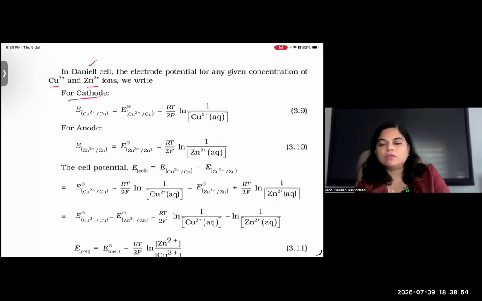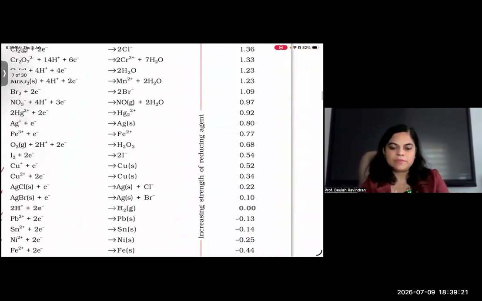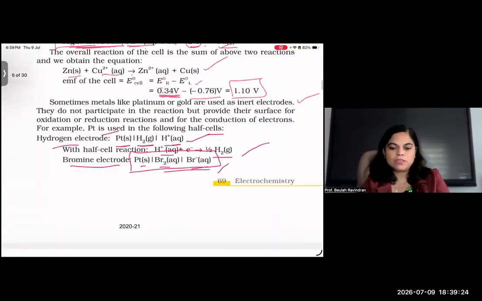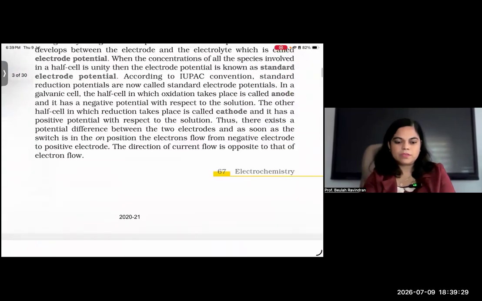So for the cathode, right side, copper 2 plus, copper, like this we can write. Electrode of Mn 2 plus, Mn, we can write Mn solid. Then it is the electrode potential minus RT by 2F into ln of 1 by copper 2 plus aqueous. This equation is achieved from the above solution.